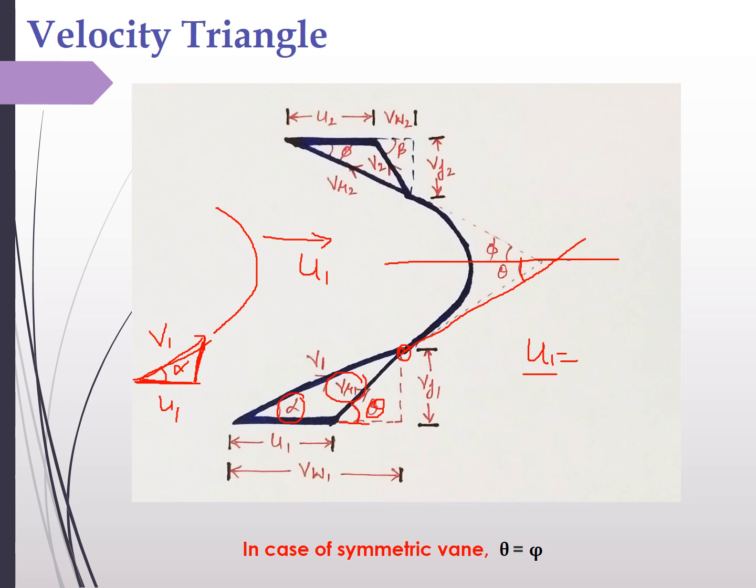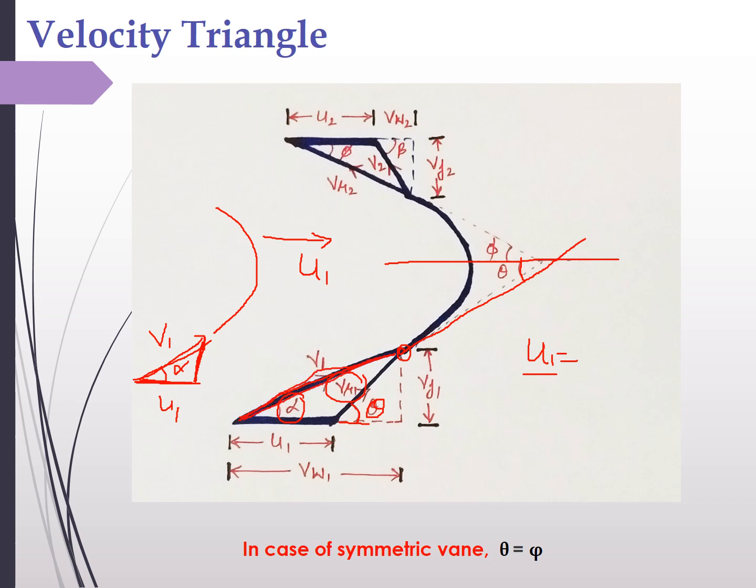It should always be with the relative velocity component, the vane angle. So now we have the absolute velocity component. In order to find out the components in x and y direction, we will resolve this V1 into two components.